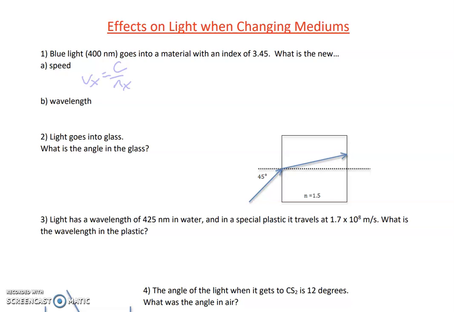If it's going 3.45 times slower, the wavelength is going to go down by a factor of 3.45. So very similar calculation, and you can get the new wavelength of the bluish light.